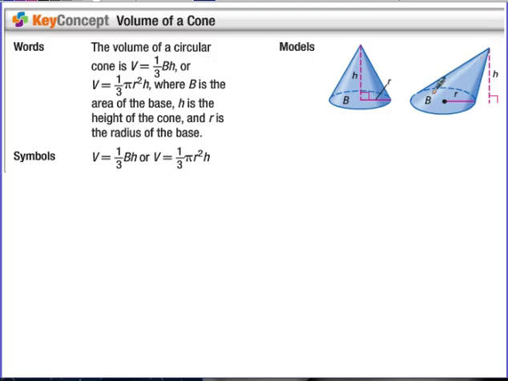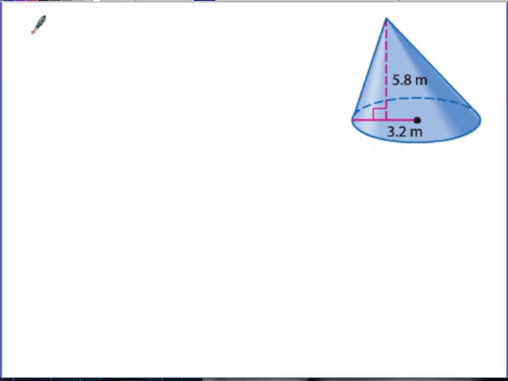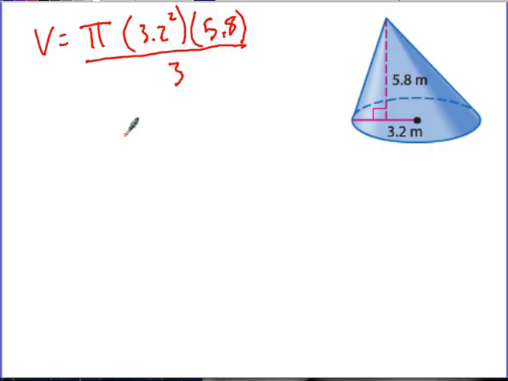So it doesn't matter which shape we're talking about, it's still the same formula, 1/3 the area of the base times the height. And since we know the base of a cone is a circle, that's pi r squared. So this is the formula that I prefer to use because we can do it all in one shot. It'll just be pi r squared times h divided by 3. So volume is pi times the radius, 3.2 squared, times the height, 5.8, and then divided by 3.